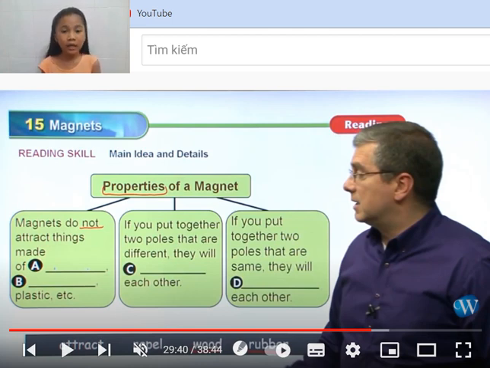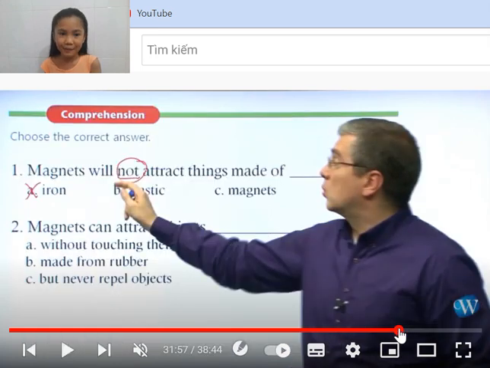But what if you put together two poles that are different? What will they do? They will attract, that's our last word. Learn it like this: if we have north and south, and north is a boy and south is a girl, then they love each other, so they will attract each other. Like your father and your mother love each other, they will attract together. They will stay together. That's the best way to remember it.